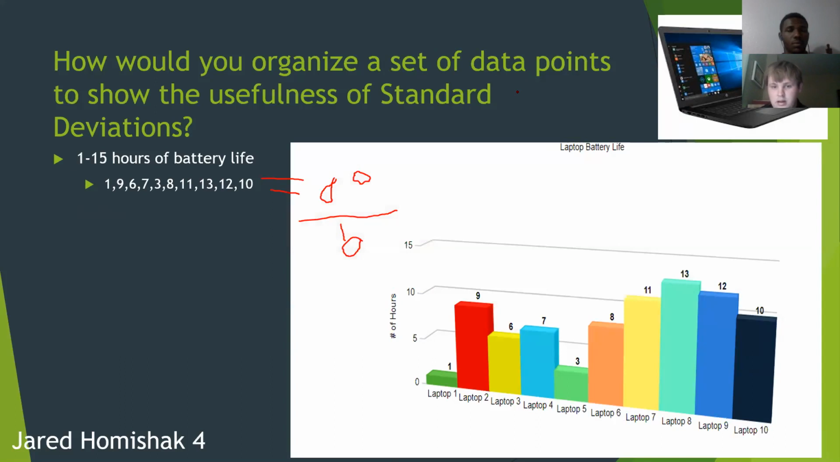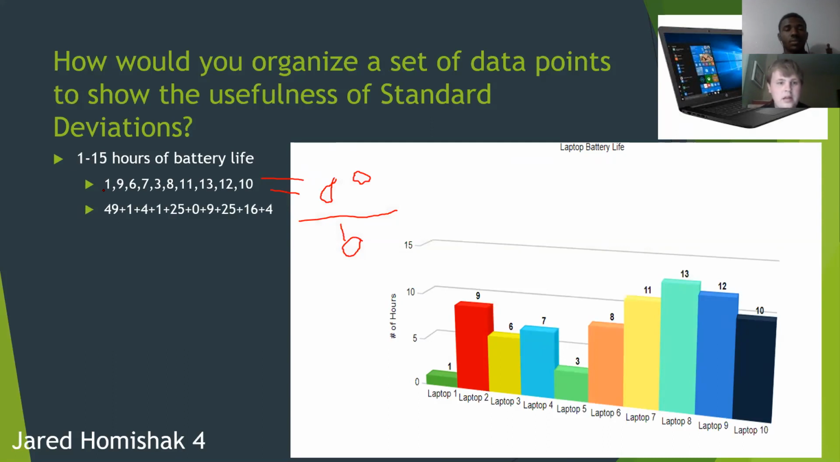So as you can see, the best laptop, number 8, can last for up to 13 hours, whereas laptop 1 is the weakest at only 1 hour. Now with that in mind, and with the mean being 8, for our next step we find our variance by taking the distance between the data point and our mean of 8, and then squaring that distance.